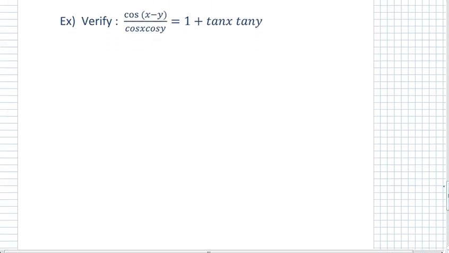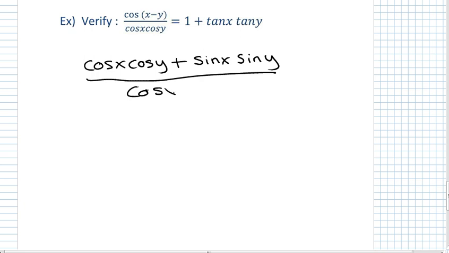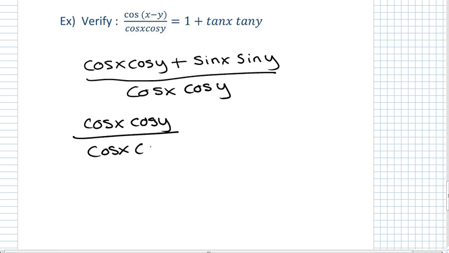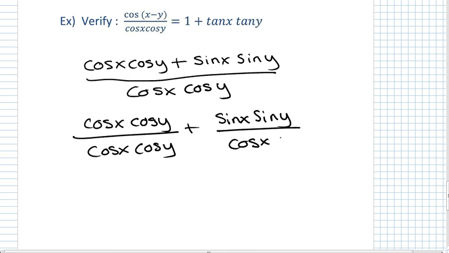Let's try another one. So the same formula, cosine x minus y, so that's cosine x cosine y plus sine x sine y over cosine x cosine y. Split it up, so you have cosine x cosine y over cosine x cosine y plus sine x sine y over cosine x cosine y. Then notice you cancel the like terms, so you cancel everything out, so there's a 1.